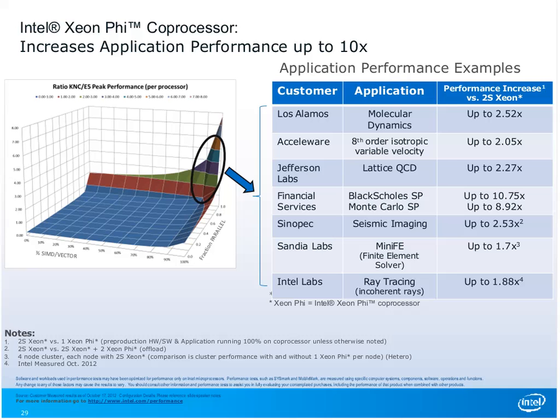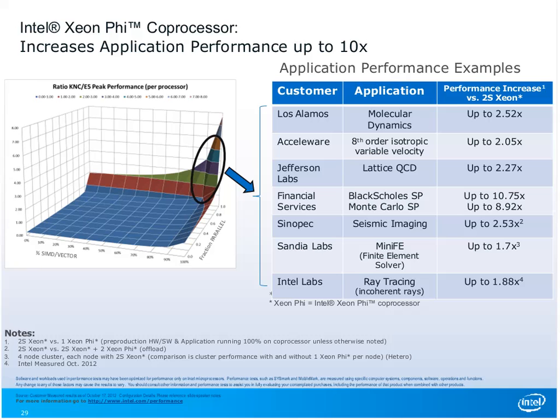2.05x. If you're using Monte Carlo or Black-Scholes, for those of you in data mining or statistical analysis industries, this holds huge promise: 10.75x, 8.9x. Huge increases over here. So if you're in these industries, I would definitely recommend trying to get a hold of Xeon Phi and take a look at what it can do for your application.